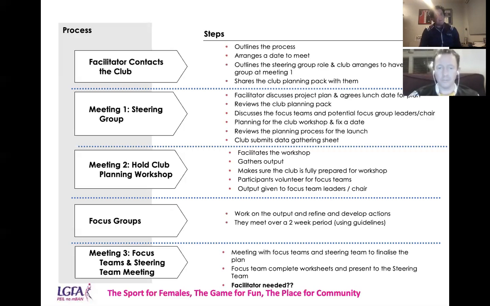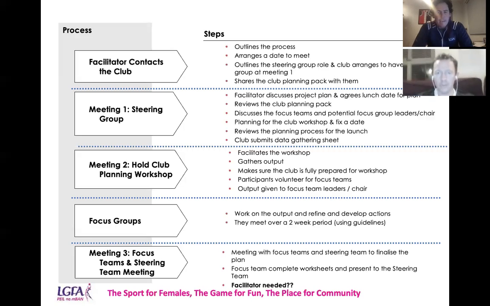The next bit then, meeting 3, will be part of that focus groups. That'll be meeting with the focus groups and the steering team. So once you have met with your focus groups, the steering group then will come back and they'll look at all the different sections and they'll put it together and finalize. Well, this is good, we'll add this part in, might have to leave this bit out, and they'll just decide on what the final plan is going to look like.